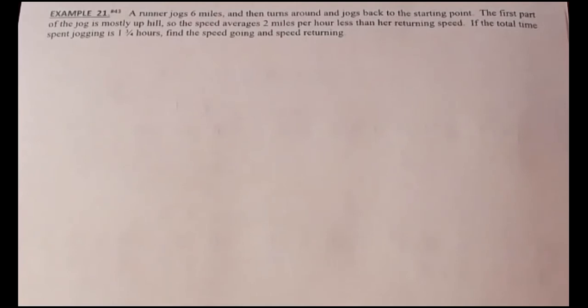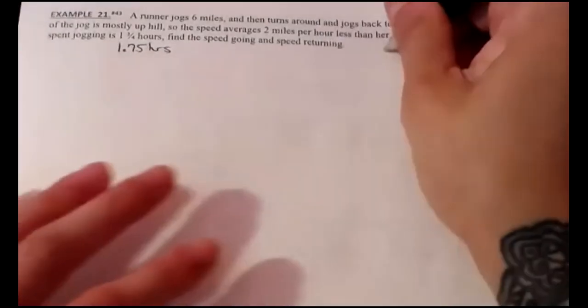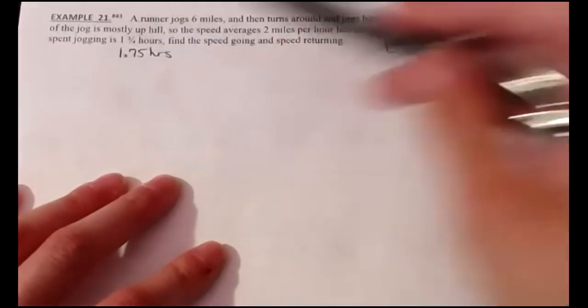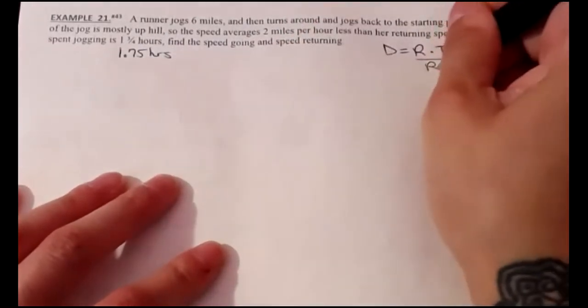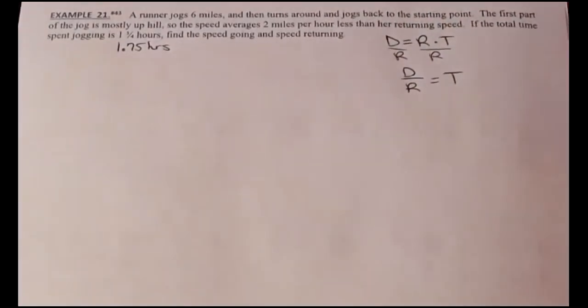If the total time spent jogging is 1 3/4 hours, which we can write as 1.75 hours, find the speed going and speed returning. Okay, something to keep in mind. I'm going to really quickly write that as 1.75 hours. That's the total time, right? That's how long it took. We are going to use our distance formula. We know that distance is equal to rate times time. But because we're talking about total time, we're actually going to want to solve for time. So distance over rate is time. We're right back to what we did a long time ago.